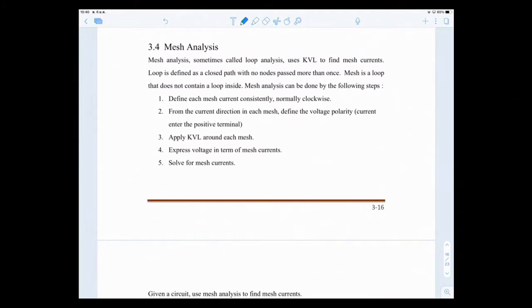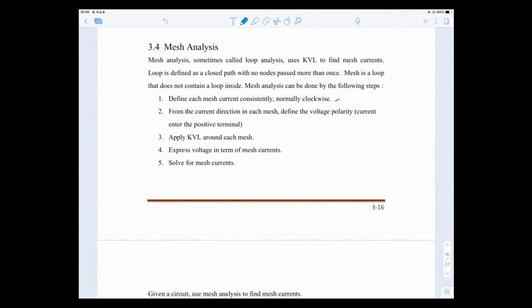There's a method again, just like nodal analysis. There are steps that you can follow to do it. Let's write down the steps first. Define each mesh current consistently. Normally, please do it clockwise. I like things clockwise.